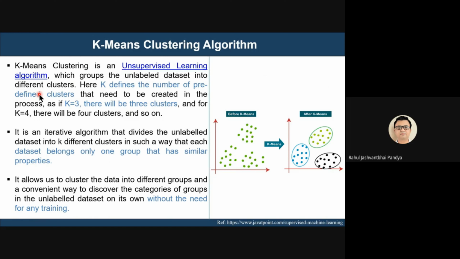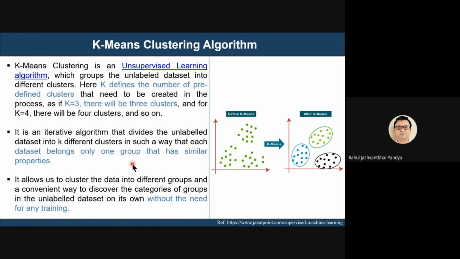K-means clustering algorithm is an unsupervised machine learning algorithm which groups the unlabeled data sets into different clusters, right? Here, K defines the number of predefined clusters. Let's say here there are 3 clusters, so K equals 3: cluster 1, 2, and cluster 3. If there are more clusters, say 4, K will be 4, and in that case we'll have 4 clusters.